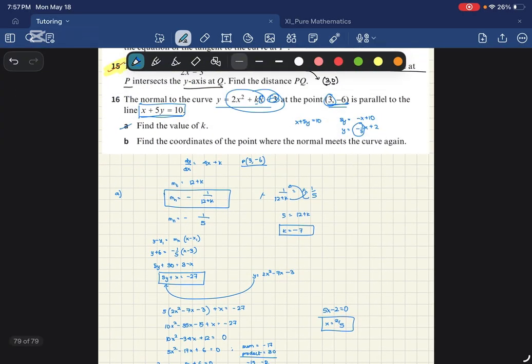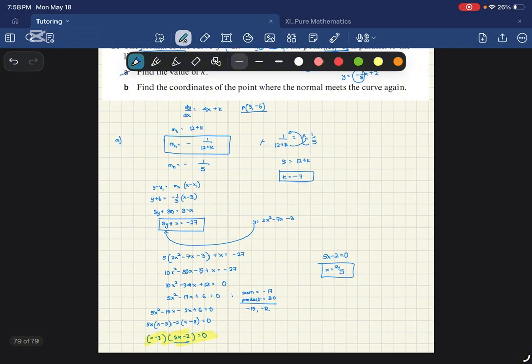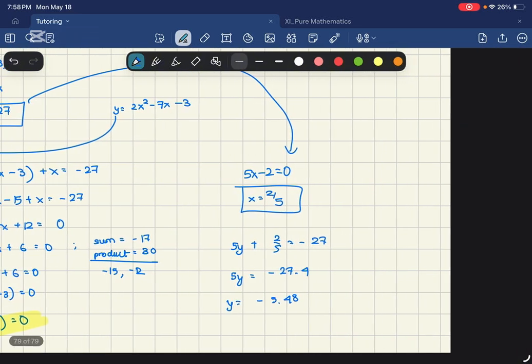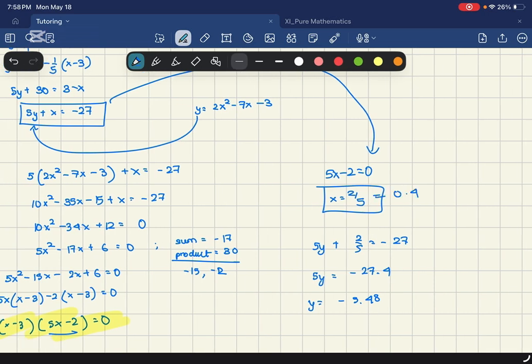And now that x is equal to 2 over 5, we just need to solve for y, right? So just plug in y here. So 5y plus x, where x is 2 over 5, is equal to negative 27. So 5y is going to be negative 27 minus 2 over 5, right? So negative 27.4. So y is going to be negative 5.48. So this is 0.4. This is negative 5.48. So your coordinates are going to be (0.4, negative 5.48).